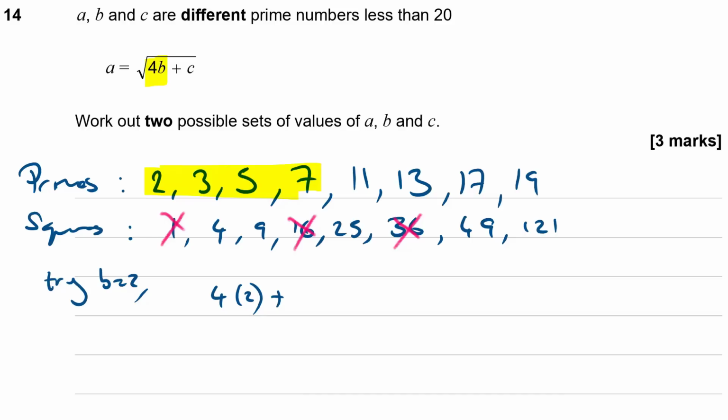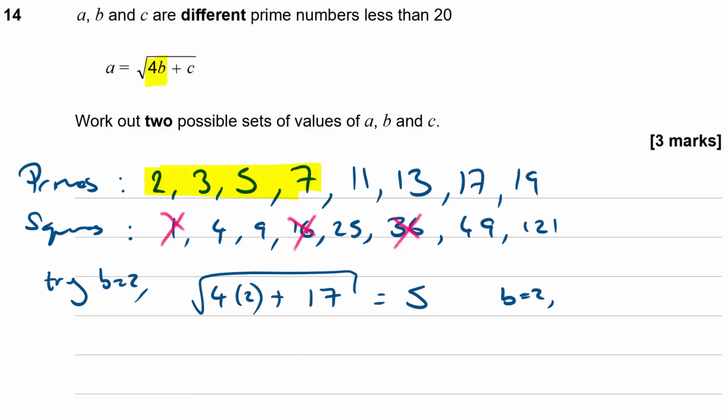8 plus 3 would be 11. No. 8 plus 5 would be 13. That doesn't work. 8 plus 7 is 15. Nope. 8 plus 11 is 19. 8 plus 13 is 21. 8 plus 17 is 25. Now that is one of our options. So 8 plus 17 is 25. And when I square root it, the square root of 25 would be 5. So that's one possible solution, isn't it?